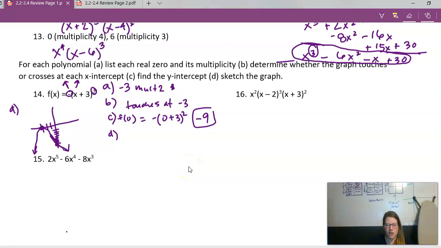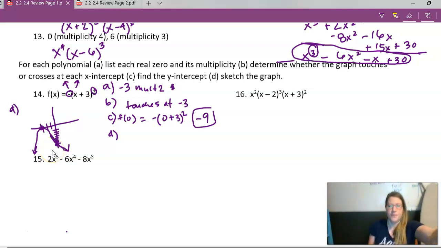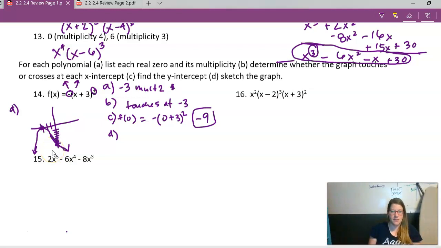All right, so this is part 2 of the video for review for parts 2.2 through 2.4. We're going to do these last 2 problems on page 1, and then we're also going to do page 2. So let's see. On number 16, we need to first, part A, find the zeros and their multiplicities.